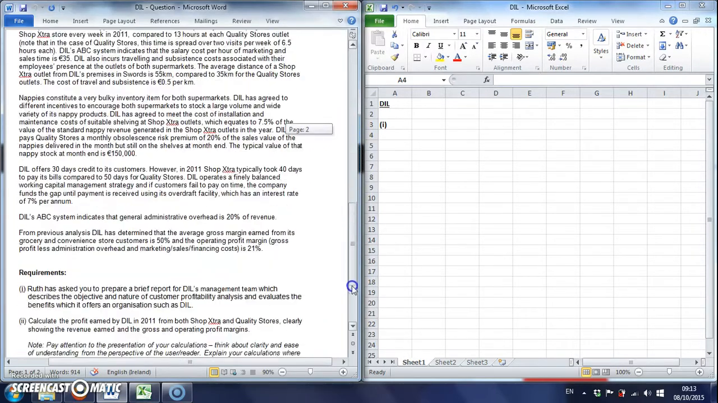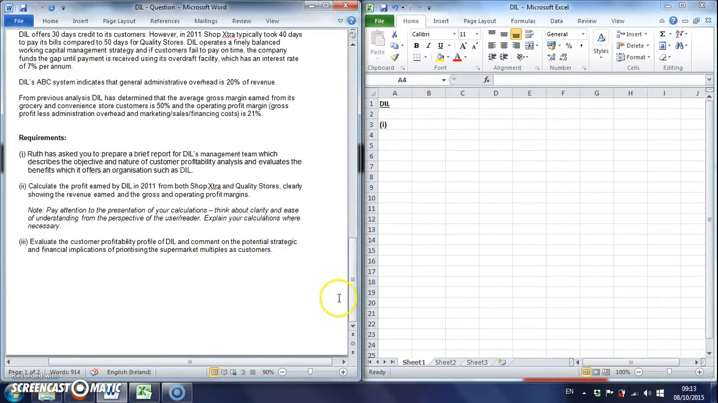So I always advise students, have a look at the requirements first. That will inform you before you read down through the question.